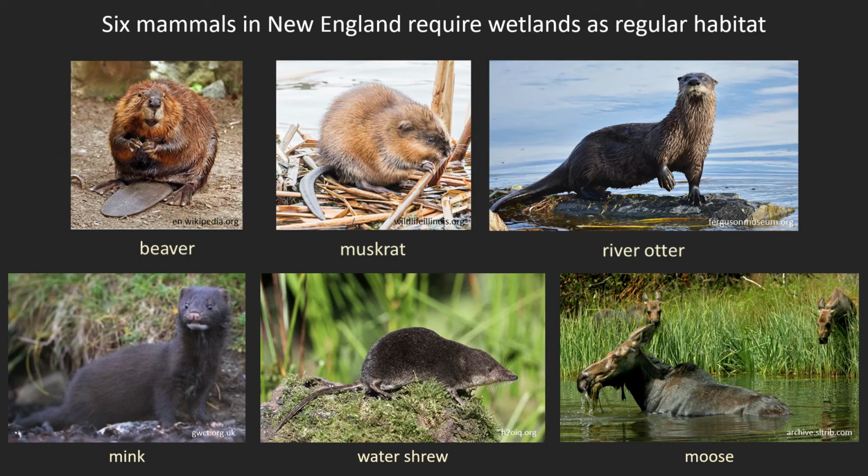Beavers, muskrats, river otter, mink, and water shrew would not be expected to occur on properties where wetland habitats were not nearby. And throughout most of New England, water is an especially important habitat for moose during the summer, where they can submerge their bodies to keep cool and eat aquatic vegetation.